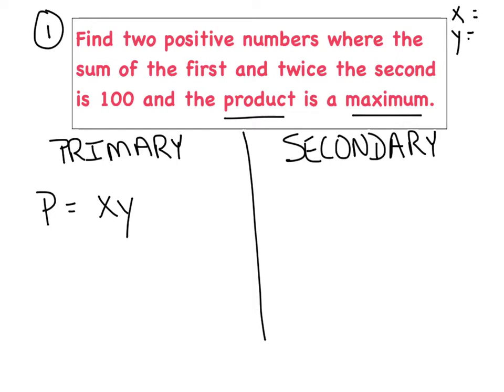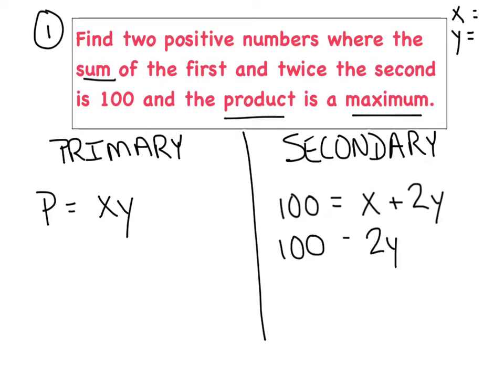However, you'll notice that the product is being expressed in terms of two variables, x and y, and that's a no-no. So I want to come up with a secondary equation, and I said you want to use the fixed amount. In this case, what's fixed? They said that the sum of the first and twice the second has to be 100. So let's say 100 equals the sum of the first and twice the second. Because the 100 was the fixed amount, this is what I call my secondary equation. And what we're going to do is isolate whichever variable seems to be easier to isolate.